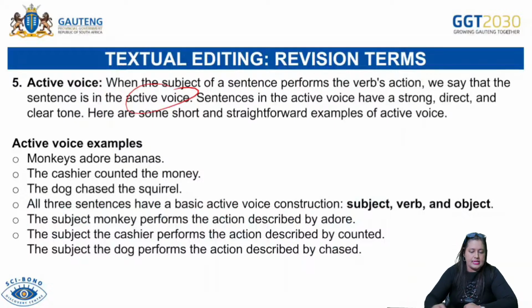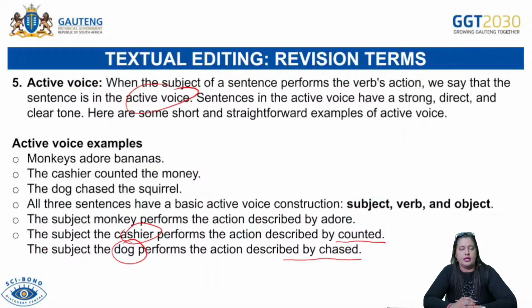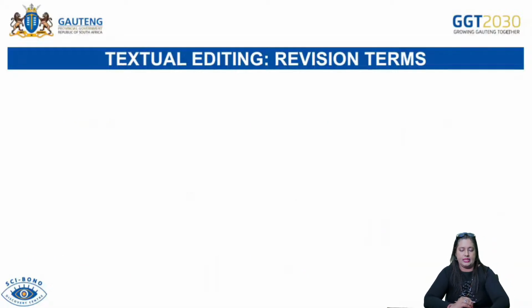All right. The second one about the cashier, the subject, which is the cashier, performs the action, which is counting the money. All right. And then the dog chased the squirrel. There's the dog, which is the subject, and the action he does, which is showcased by chasing something.